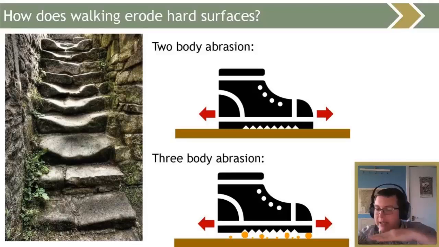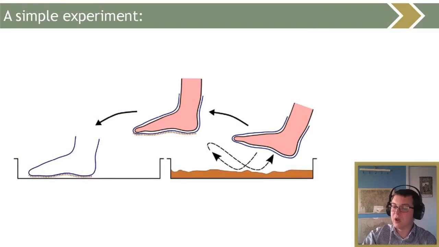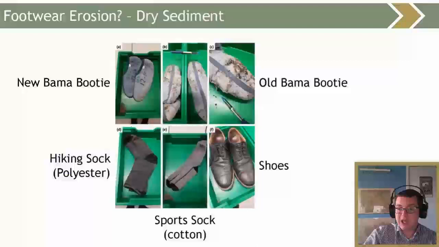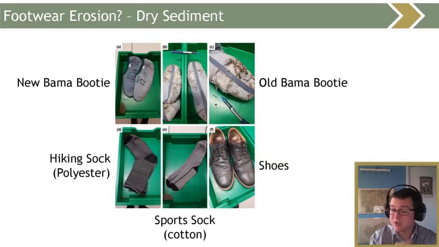So we designed a little experiment. We put some sediment from where people changed their shoes at Mistaken Point in a tray, and I put a footwear type on, and I stepped in the tray five times, and then we measured how much sediment had stuck to the bottom of that footwear type. And we looked at five different types. We looked at the new Bama booty, which is a brand new Bama booty. A hiking sock, which is made of polyester, the type that keeps your feet warm while you're out on a hike. A sports sock, which is a cotton sock. A pair of shoes, very similar to the ones I just showed you. And what I call an old Bama booty. These are ones that have been worn many times across the season, and the cotton around the ball of the foot has worn away.